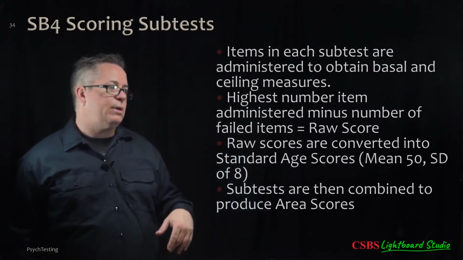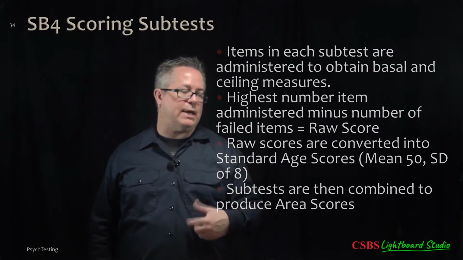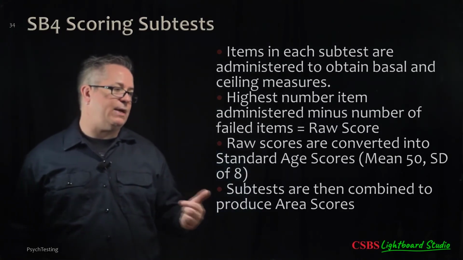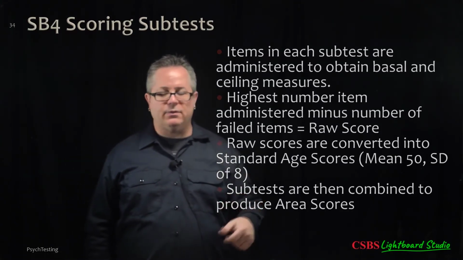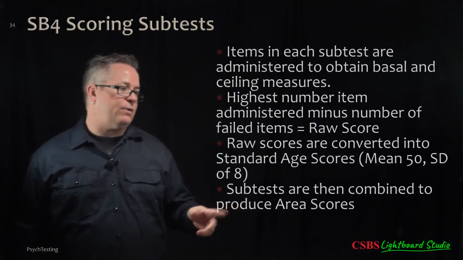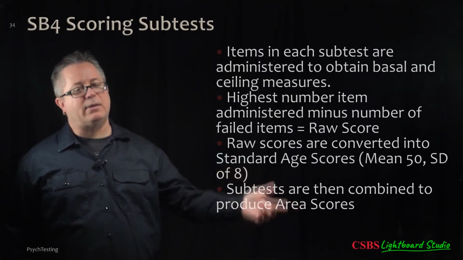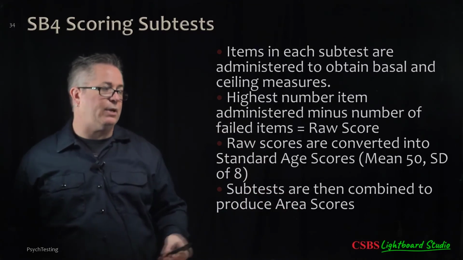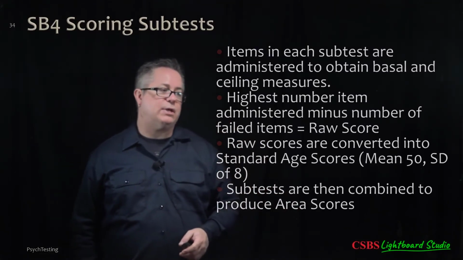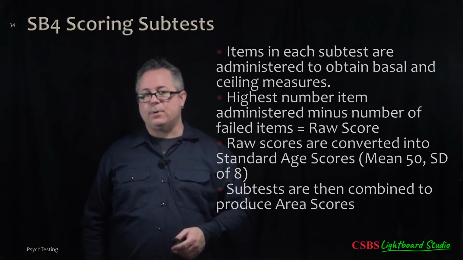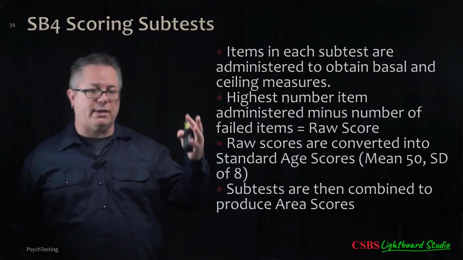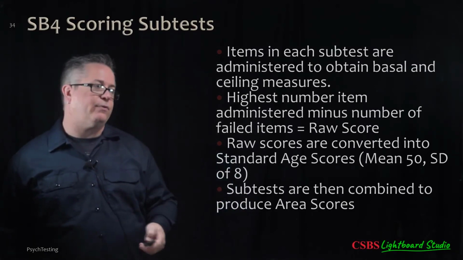And then raw scores were converted into standard age scores with a mean of 50 and a standard deviation of 8. And then those could be converted to IQs. Subtests can then be combined for area scores, and all that combined then became IQ. Okay, so you can actually get a different standard age score on the different areas, and show that you're higher in age in one area and lower in others.